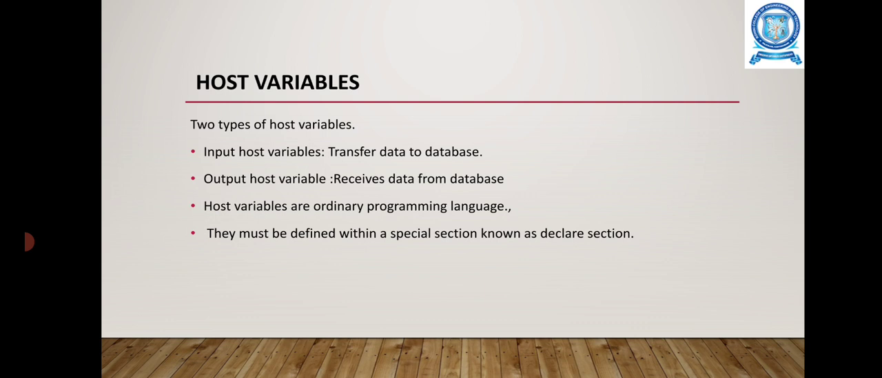Next one is the host variables. There are two types of host variables. First one is the input host variable, then the second one is the output host variable. Input host variables are used to transfer data to the database. Then the output host variable is used to receive data from the database. Host variables are ordinary programming language variables. They must be defined within a special section known as the declaration section. The host variables are specified within the declaration section.